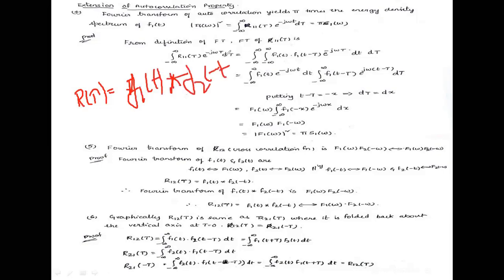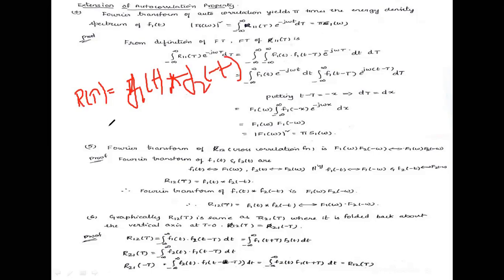We have the autocorrelation function and the spectrum density in a Fourier transformation relation. That Fourier transformation relation is F1 of omega and F1 of minus omega. Why did I write F1 of minus omega? For correlation and the convolution, what is the relation here? R of tau is equal to, let me take F1 of t convolution with the second signal, which is minus of t.